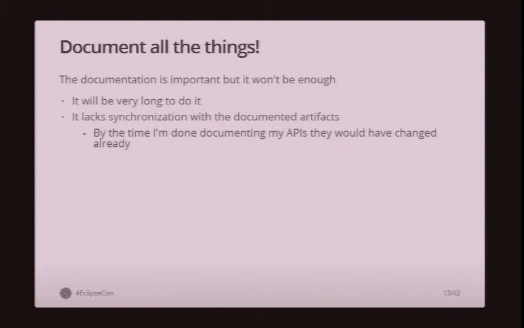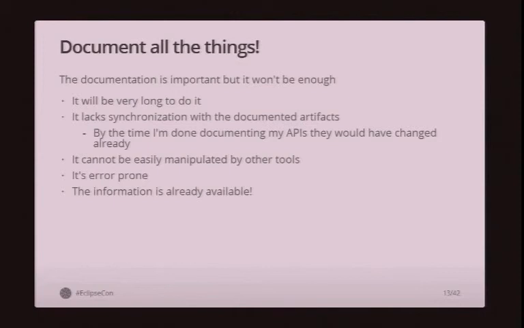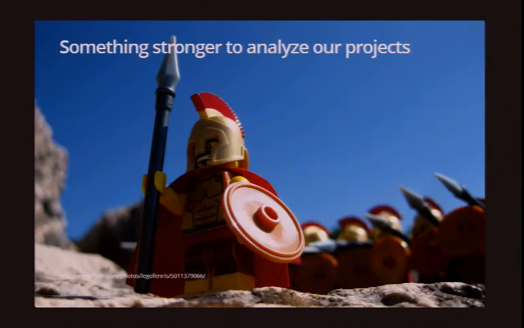And since I don't have any synchronization, I won't even know what to change in my documentation and how to properly maintain it. It cannot be easily manipulated by other tools. So at the end, I have a bunch of text, and I don't know what I will be able to do with this. It's error-prone. If I do it myself, I know it will be a real mess by the time I'm done. And as I said earlier, the information is already available, so why bother? So the documentation does not really match my need. What I need is something a bit stronger to analyze my projects.